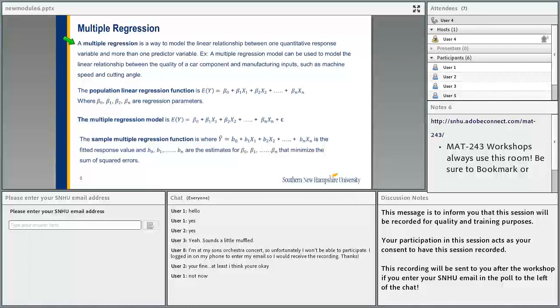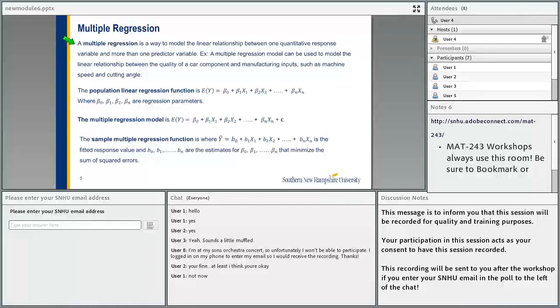So what's multiple regression? A multiple regression is a way to model the linear relationship between one quantitative response variable and more than one predictor variable. So last week we did the linear regression. There we just have one predictor variable and then the response variable. So in multiple regression, we are going to have more than one predictor variable, which means you're going to have more than one x value. You can have 2 or 3 x values, and the response variable will be the y.